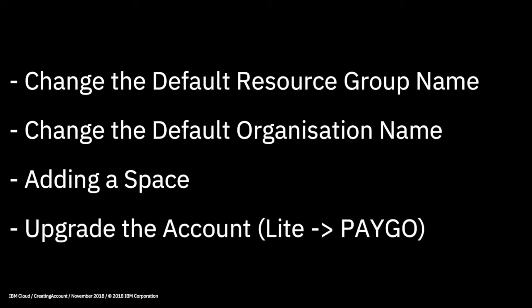So the things that we're typically going to be doing is changing the default resource group name. We're going to change the default organization name. We're going to look at adding spaces. We're going to look at upgrading the account. So this is assuming you've got a Lite account at the moment. We're going to show you how to upgrade the account from a Lite account to a PAYGO account.